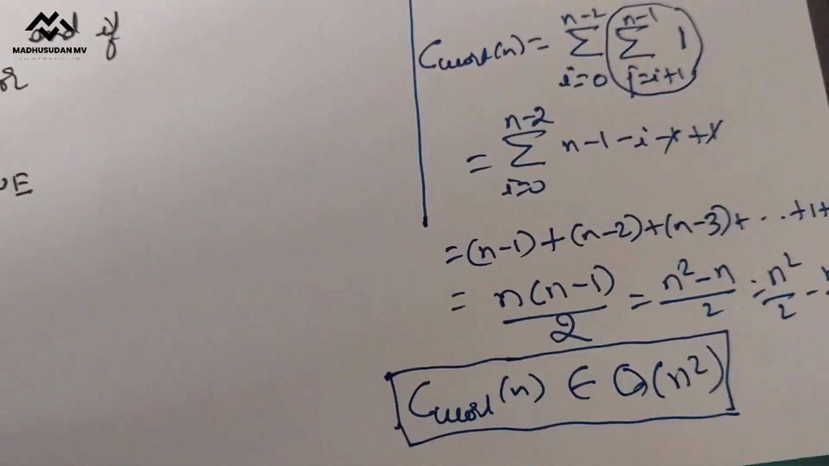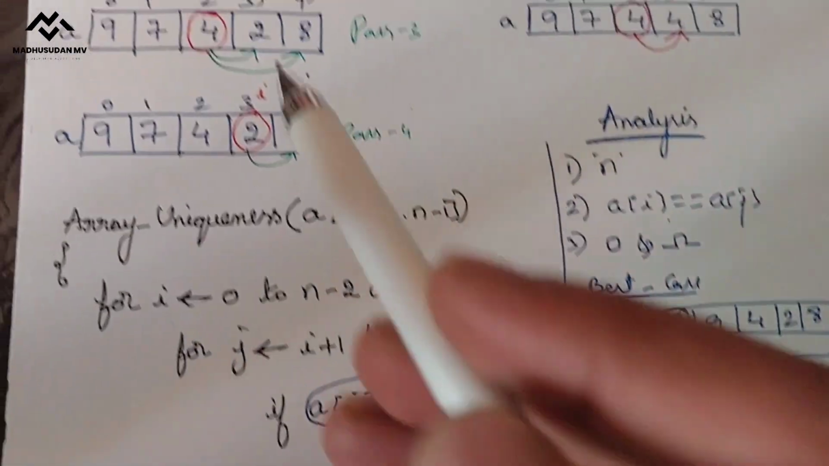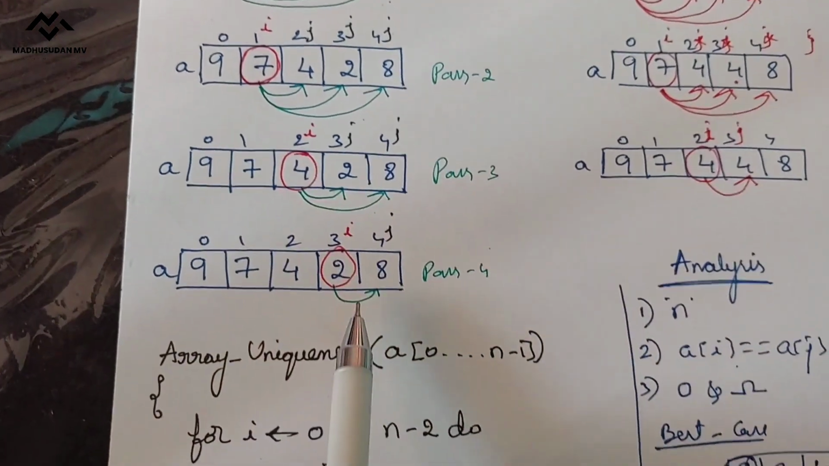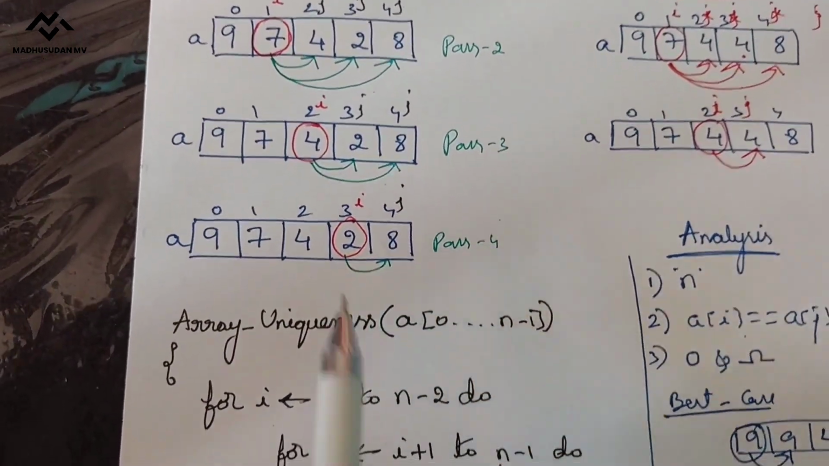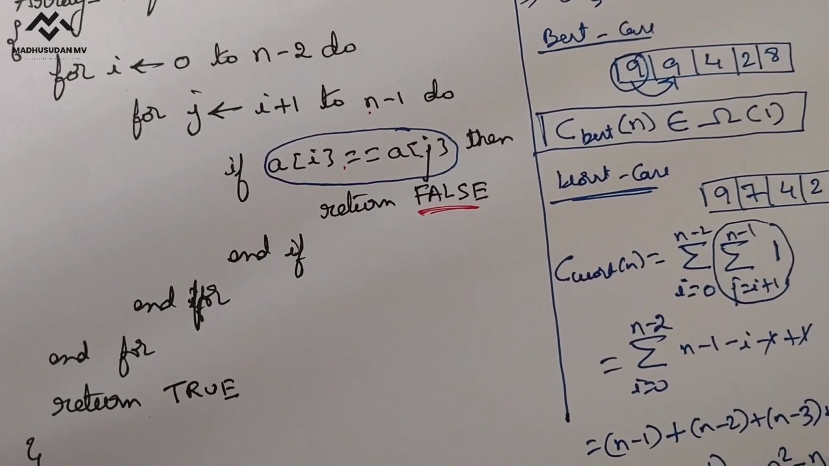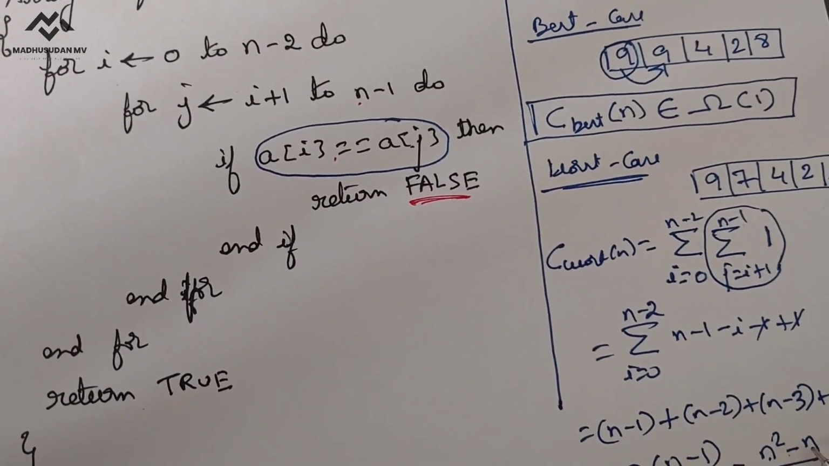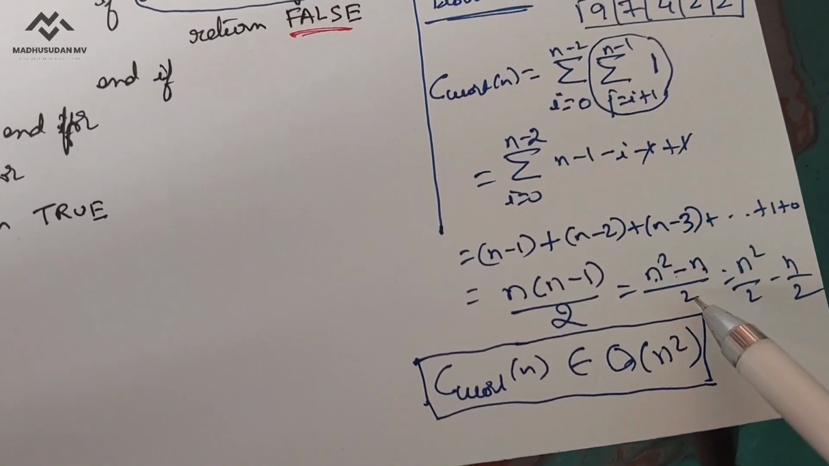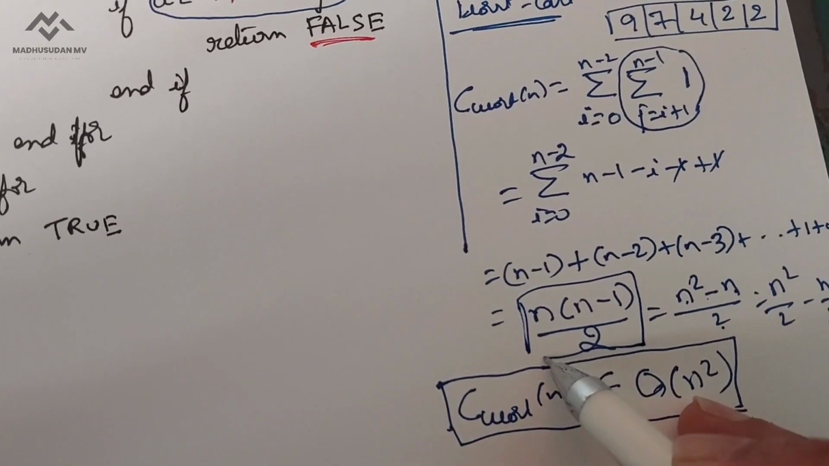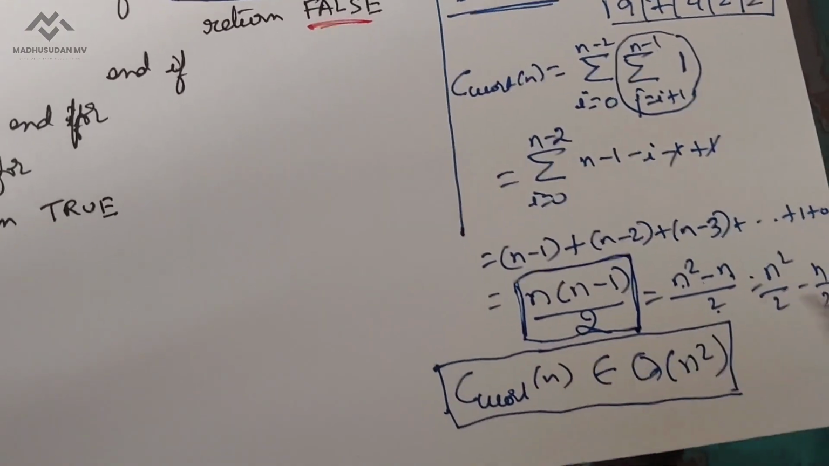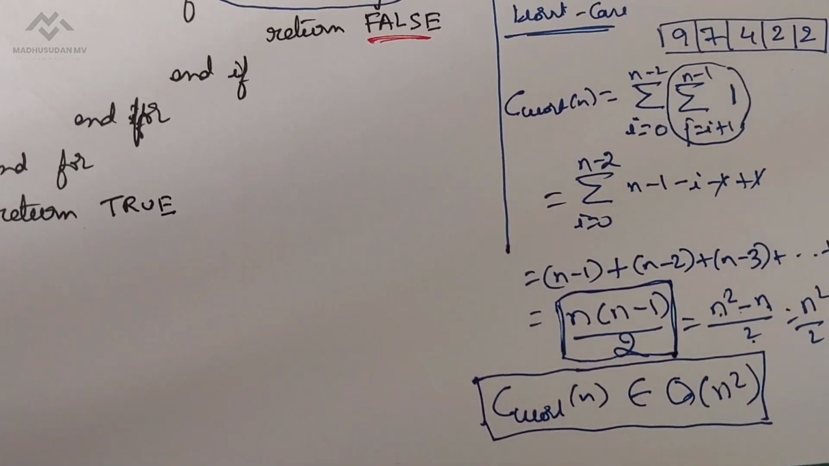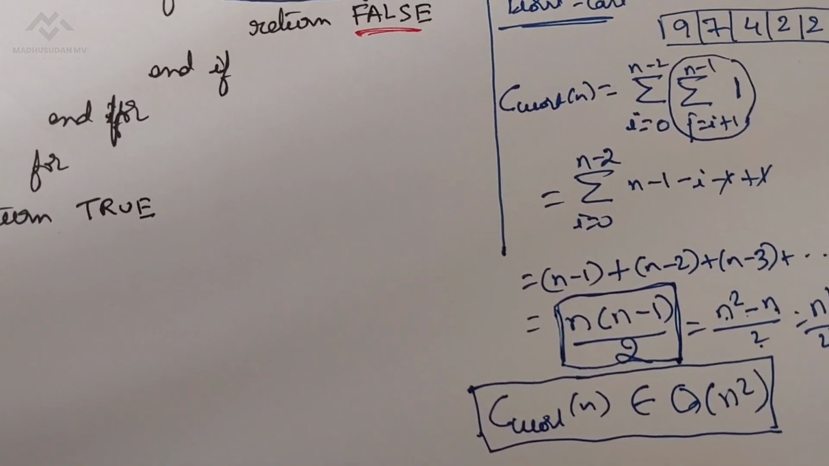Now let us see here. For 5 elements, how many times are we executing the comparison operation? 10 times. Now replace n in n square minus n by 2 with n equal to 5. 5 square is 25, 25 minus 5 is 20, 20 by 2 is 10. Exactly, we are getting the exact number of comparison operations. So this is how to analyze any non-recursive algorithm mathematically. Hope you people understood. Thank you.